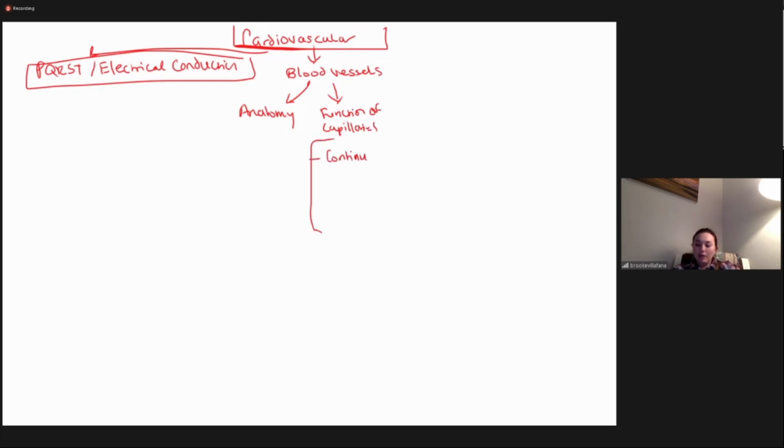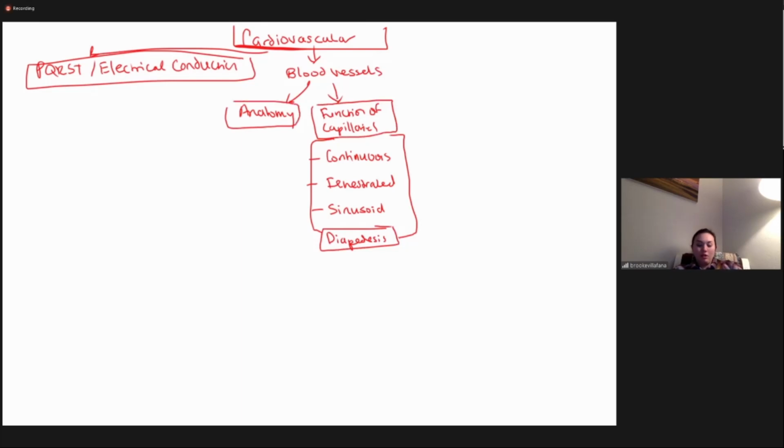So we're going to explain continuous capillaries, fenestrated capillaries, sinusoid capillaries, through the process of diapedesis. Okay, so that's what we're talking about right now with capillary function. So that was anatomy and then function of capillaries.